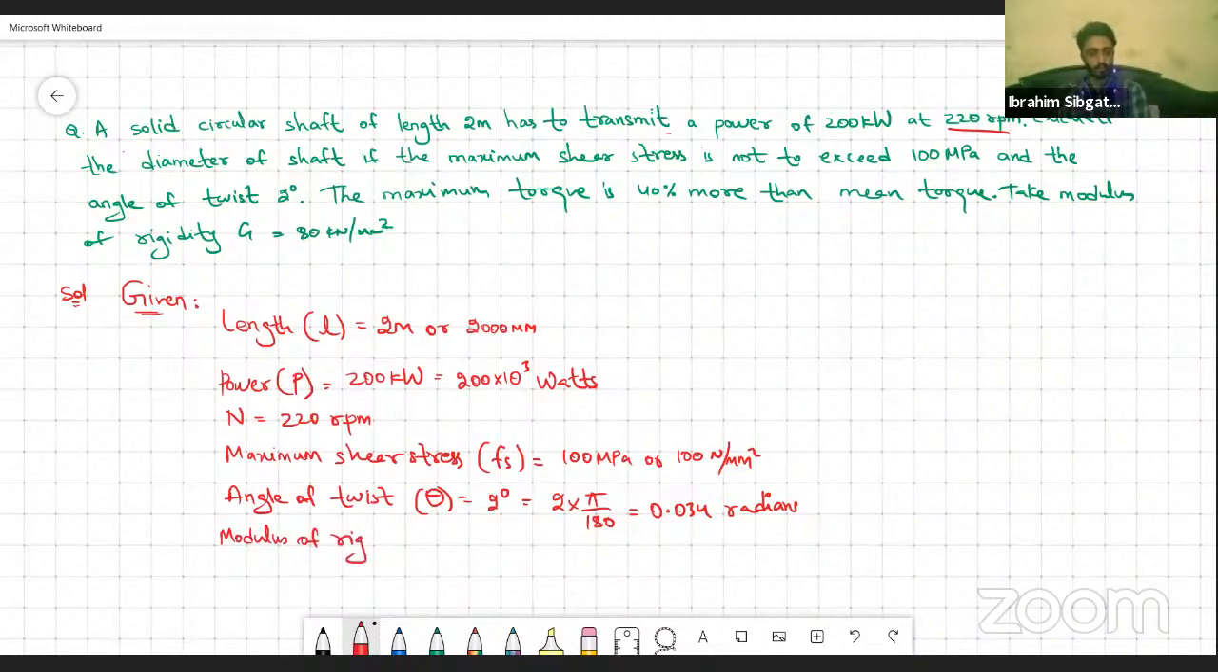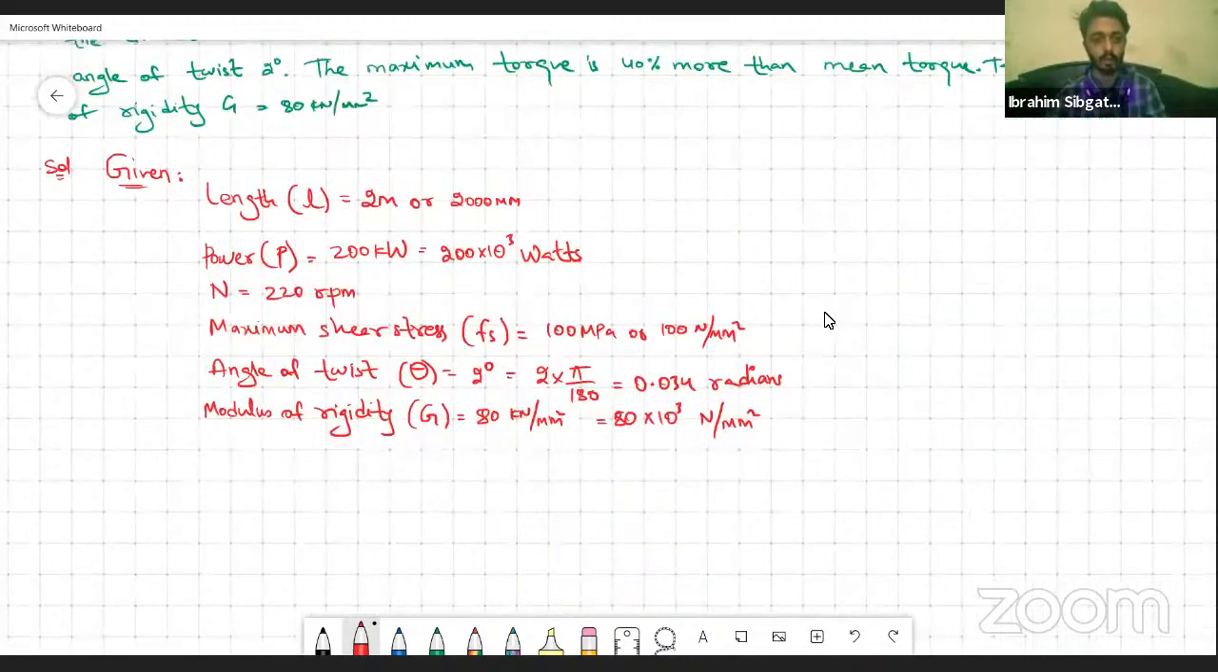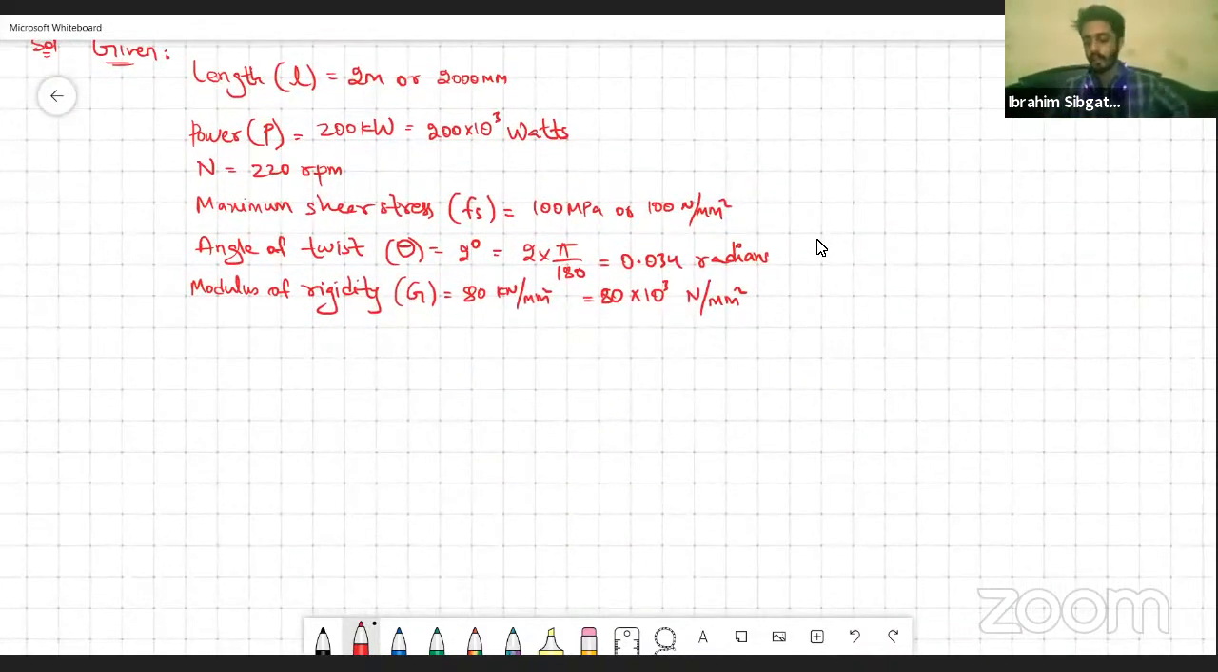Modulus of rigidity, G equals 80 kilonewton per mm square. So we can convert this as 80 into 10 power 3, converting kilonewton to Newton, Newton per mm square. This is what it is. And then in the end, before you start with the problem, just write down what is the general equation.